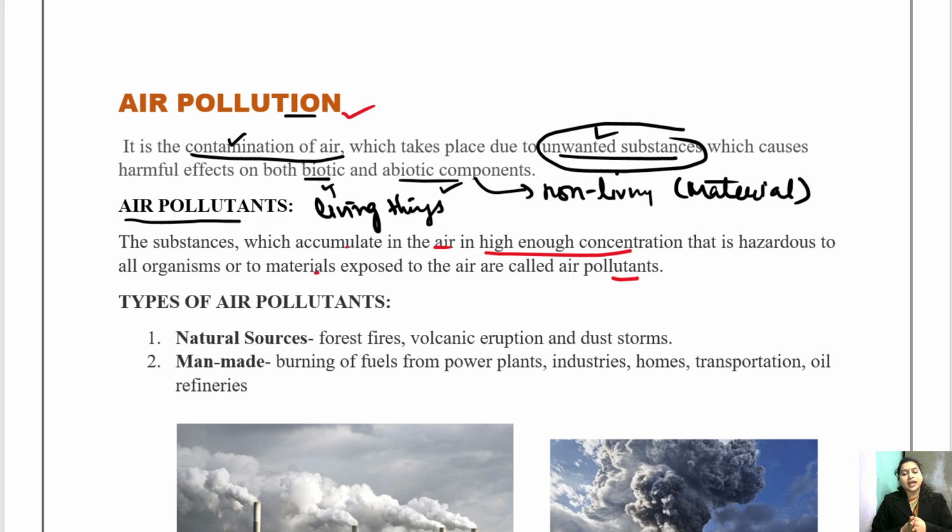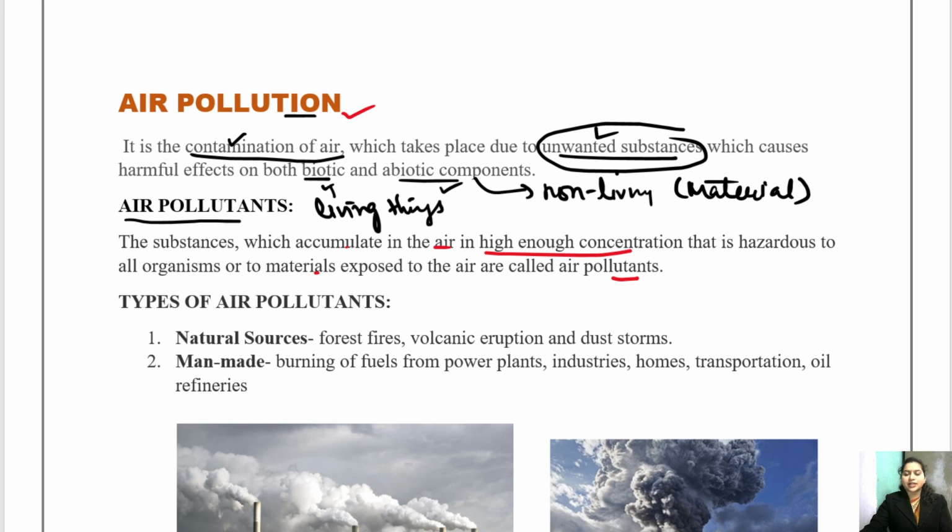Okay, there can be certain natural sources and there can be certain man-made or human sources. Try to understand it. Air pollutants, which are unwanted substances, can occur naturally or because of human activities, and the maximum of the air pollutants that occur is because of human activity.